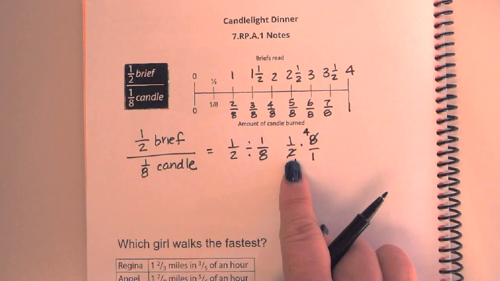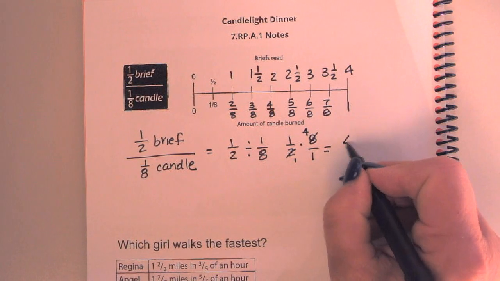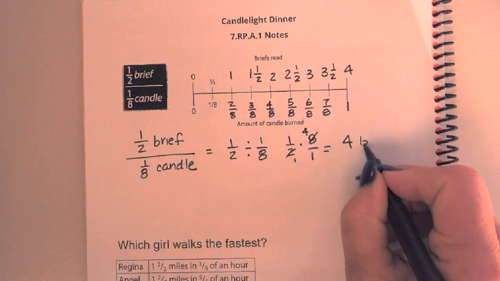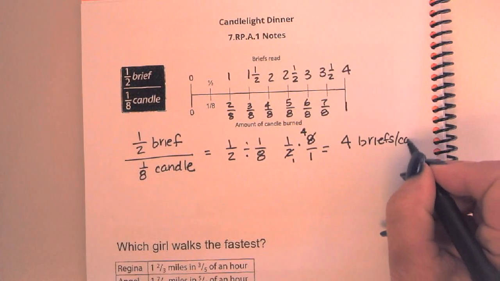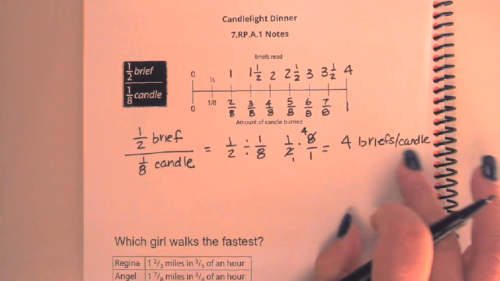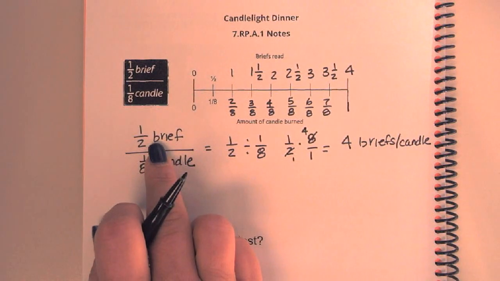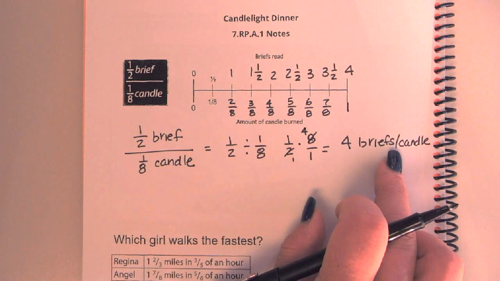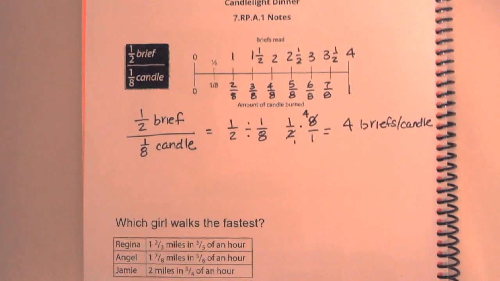If you want to do cross-canceling, you can. 2 goes into 2 once, and 2 goes into 8 4 times. 4 times 1 is 4, and there's a 1 on the bottom. We don't need that 1. And that's where we get briefs per candle. And when we're writing unit rates, we want to make sure that we put whatever the units are. How do I know what to write? Whatever's on top goes first, whatever's on bottom goes second. This slash here is like your fraction bar.